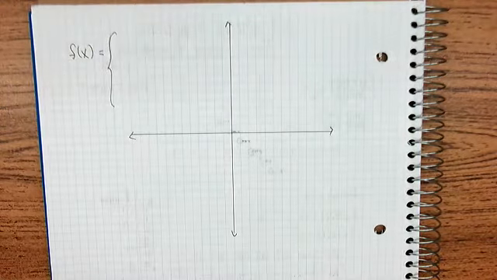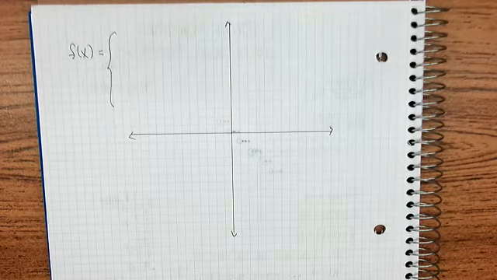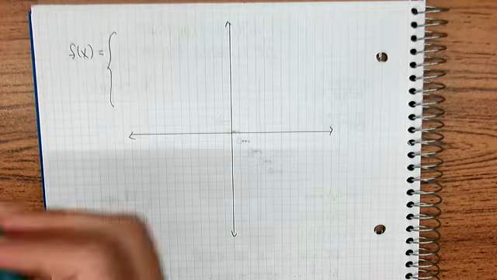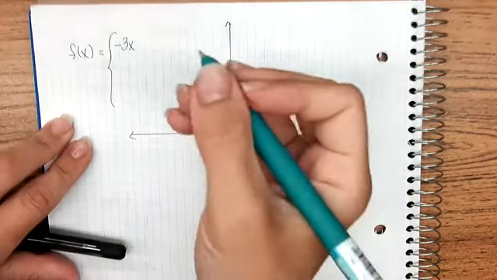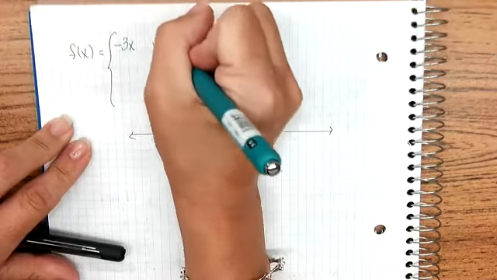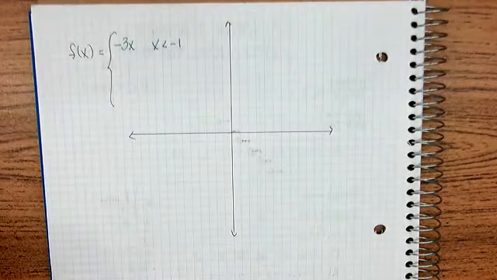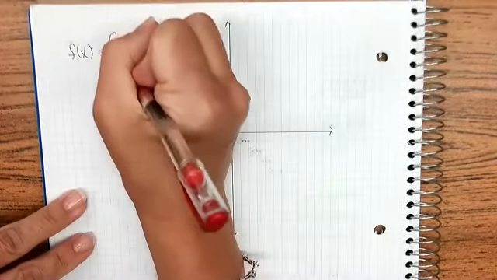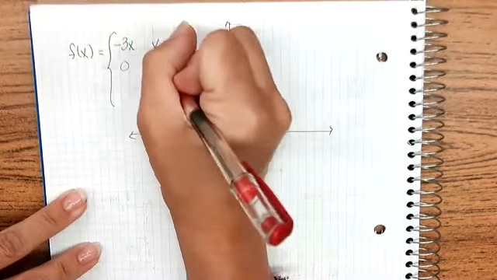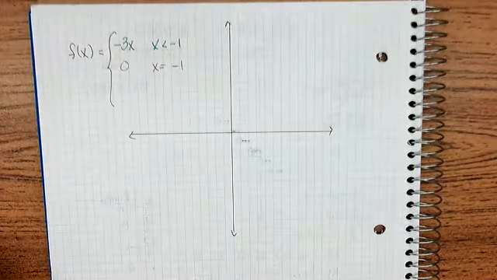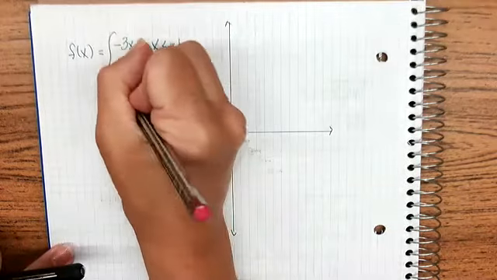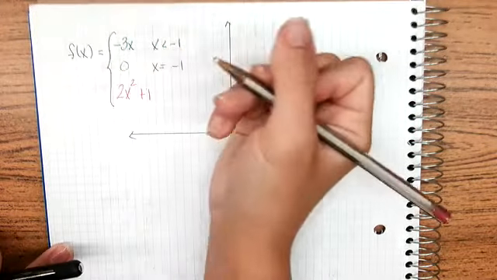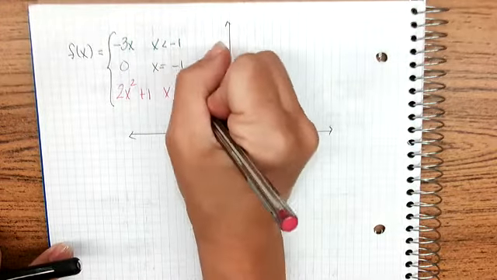I'm going to use different colors to make it easier for us to see. So let's say f of x is equal to negative 3x when x is less than negative 1, 0 when x equals negative 1, and 2x squared plus 1 when x is greater than negative 1.